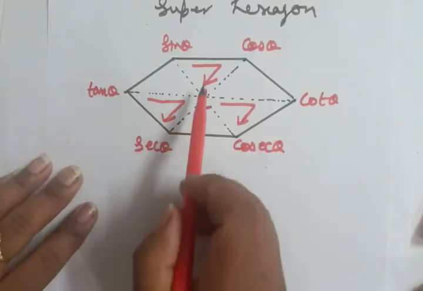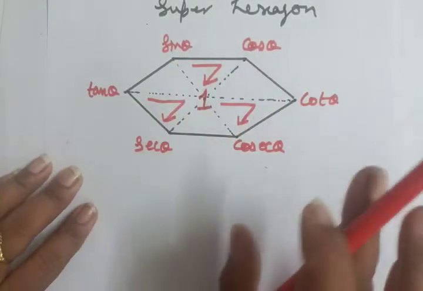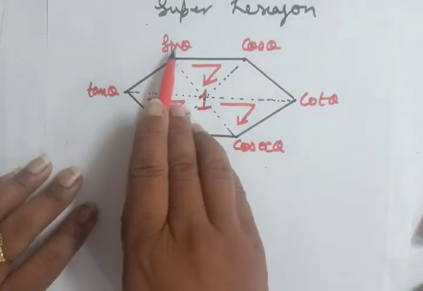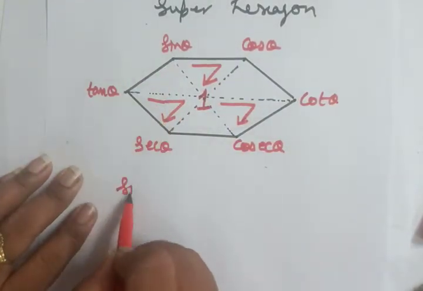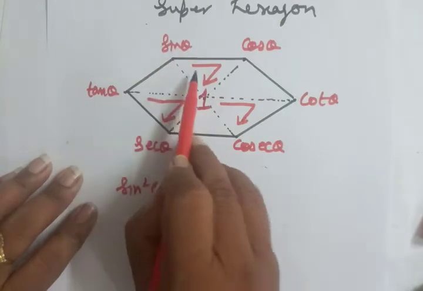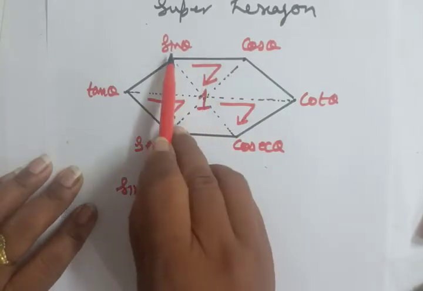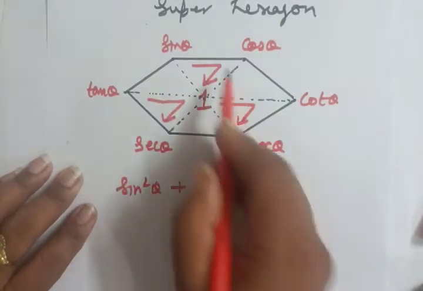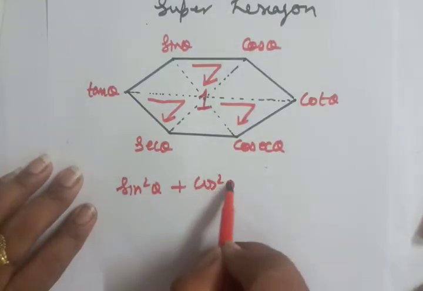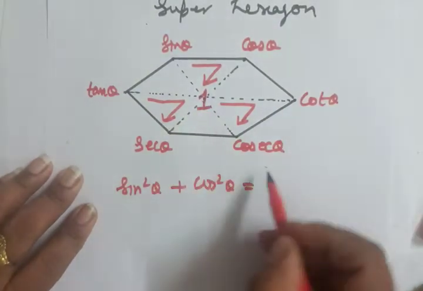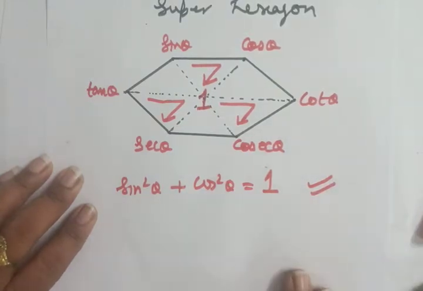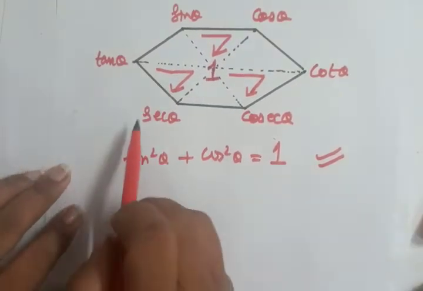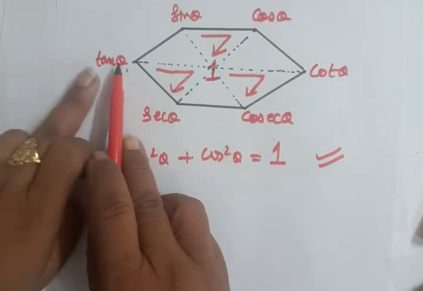How? See here, first of all we will see from this, we will use, instead of sine, the square of all these. So sine square theta, now this arrow is going clockwise, so sine square theta plus cos square theta is equal to 1. Yes, what have we got? First identity.